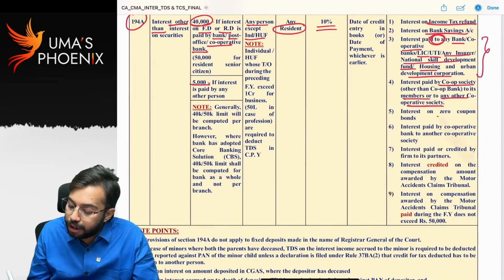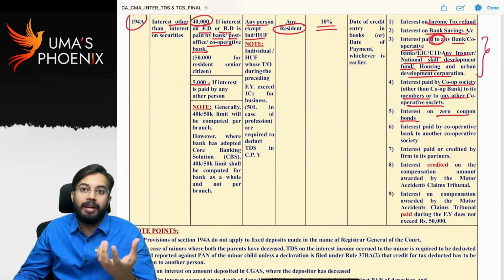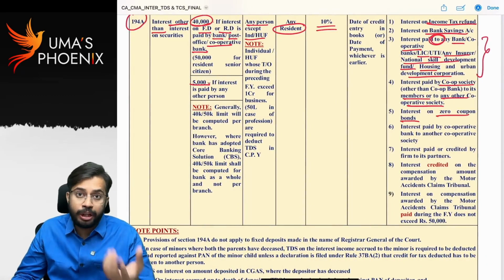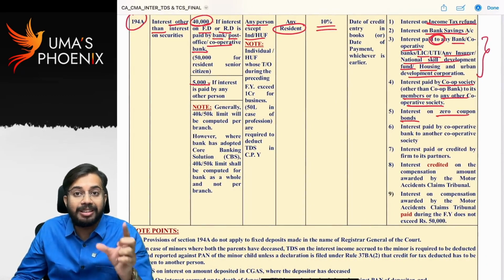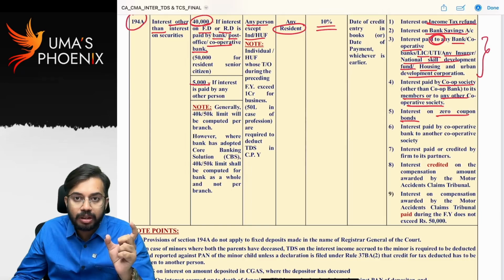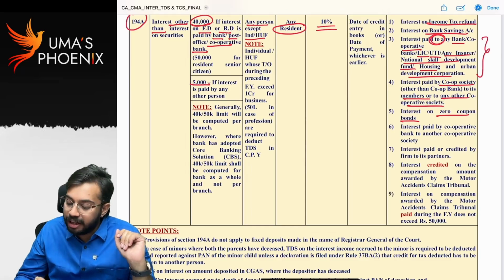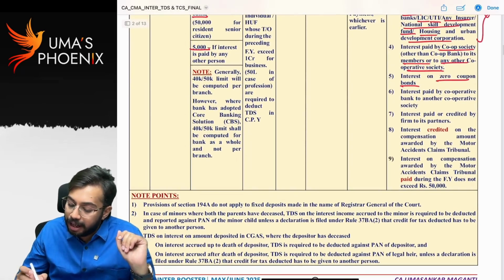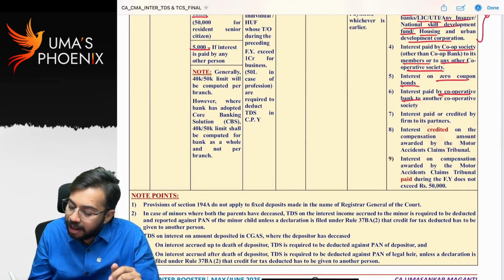Next, interest on zero coupon bonds. Infrastructure debt company will issue zero coupon bonds. On zero coupon bonds, there will be discount, right? So at the time of redemption of zero coupon bonds, they will get face value. Whatever the discount amount is, on the discount amount, TDS is not required to be deducted under section 194A. Interest paid by cooperative bank to another cooperative society.